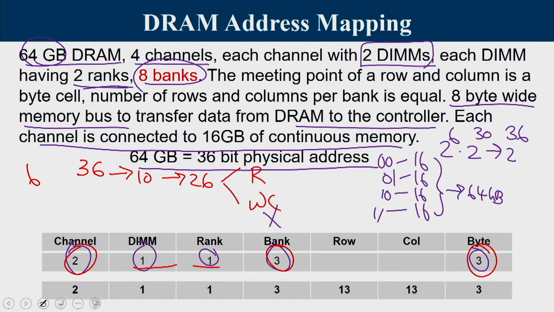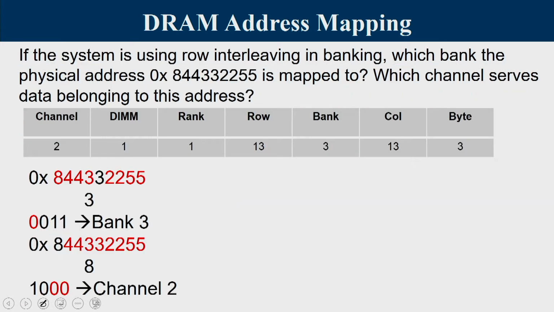Now, it has been mentioned that the number of rows and columns per bank is equal. So, the remaining 26 bits, I will divide into a 13-bit row and a 13-bit column. That is what has been given. Now, if the system is using row interleaving, this will tell you where you have to keep it in the bank. Which bank is the physical address 0x844332255 mapped to? Which channel serves data belonging to this address? There are 2 questions: one is which bank this address is mapped to, the second is which channel it is mapped to.